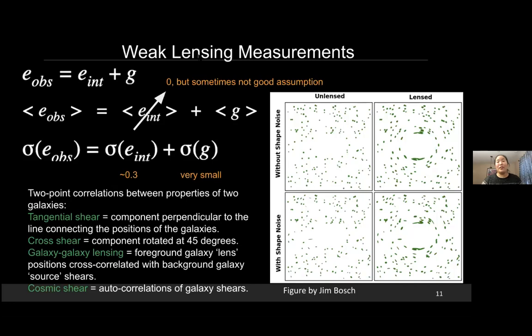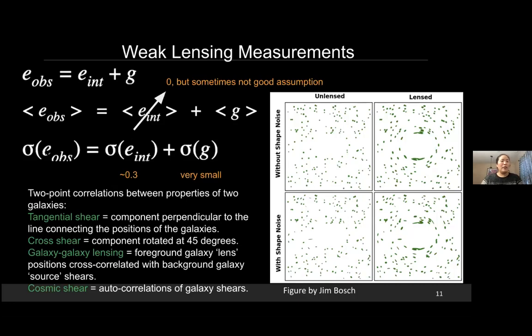And there are cases where this is maybe not a good assumption. Some of you might have heard or perhaps even studied the intrinsic alignment of galaxies, where galaxies nearby each other are physically aligned due to local gravitational tidal fields. And then we can also talk about that later.